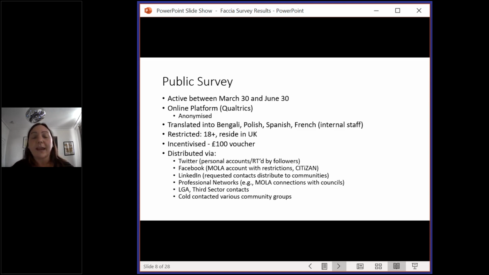And I have here the MOLA account with restrictions. Basically, we did targeted advertising on Facebook for people who didn't follow MOLA, because we wanted to get past the normal archaeology crowd. We went through LinkedIn contacts and professional networks. We asked third sector contacts and other government contacts. And I also tried contacting various community groups, particularly associated with the key languages you see above, to see if they'd be interested in participating as well.